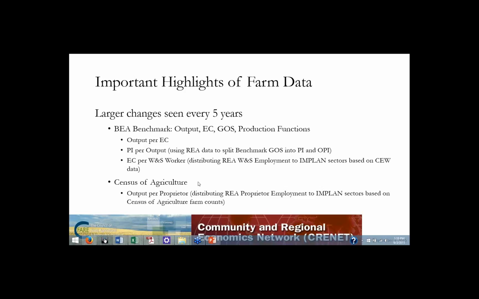This can end up being a big shift because we use ratios from the benchmark for a lot of things, especially for farm sectors where we don't have a lot of other data. So we rely on these benchmarks a lot. Every 5 years when there's a new benchmark, it will be reflected, and you'll see changes. Also every 5 years we get the new Census of Agriculture, and that'll change things as well.